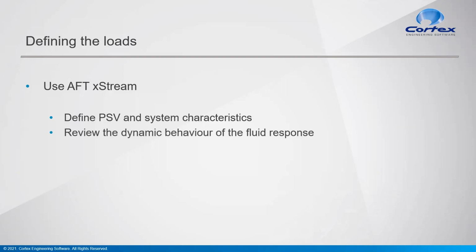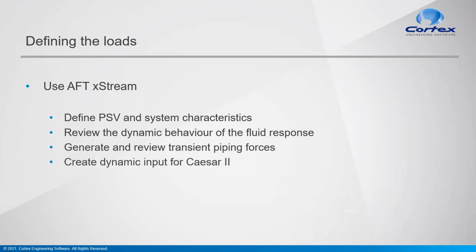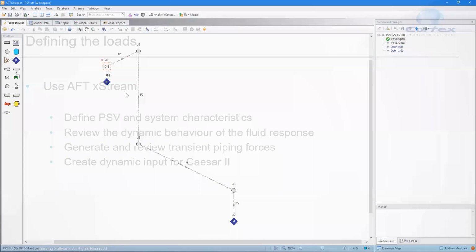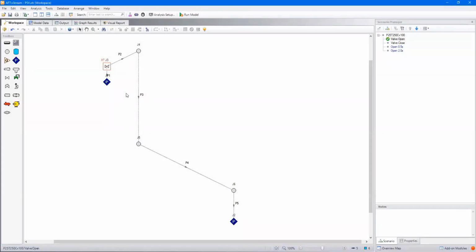We can define our piping system and so on, and we can use it to review the behavior of the fluid and the response of the fluid system to the rapid opening of the relief valve. And from there, we can generate transient forces on the piping and create a dynamic input for CAESAR II. So here is the IFT Extreme input.